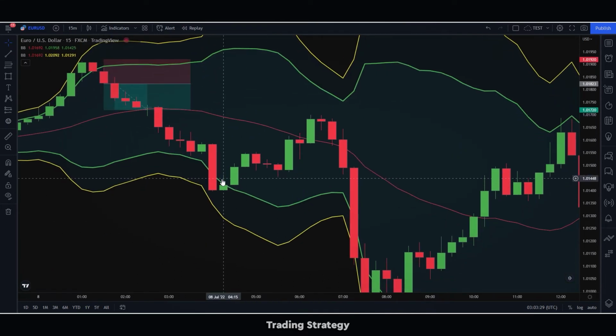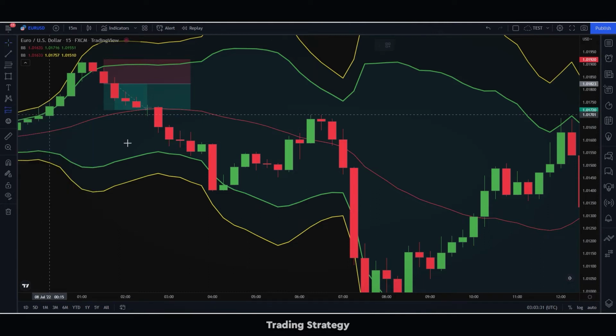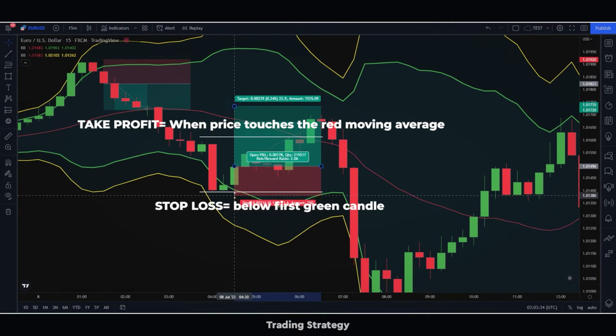To carry out a buy operation, we must wait for the price to be between the lower green and yellow bands. If this is true, we should see 2 green bars in a row. If this is also true, we will carry out the buy operation. We will place our stop loss below the first green bar and our take profit when the price touches the red moving average.